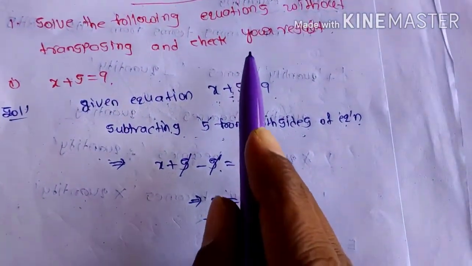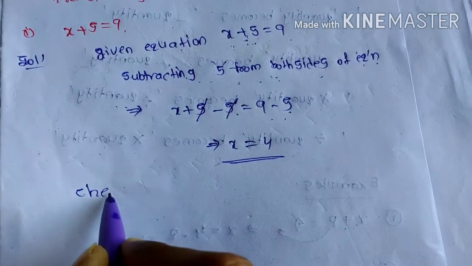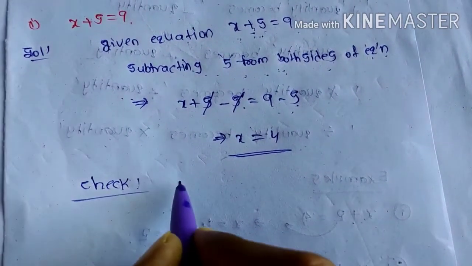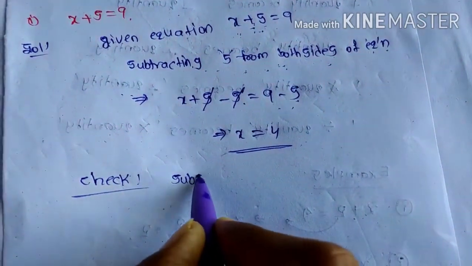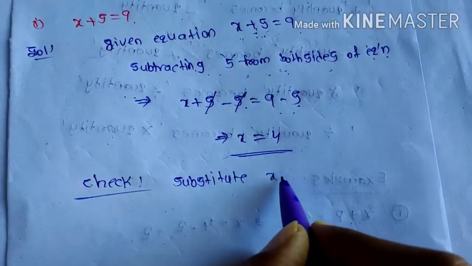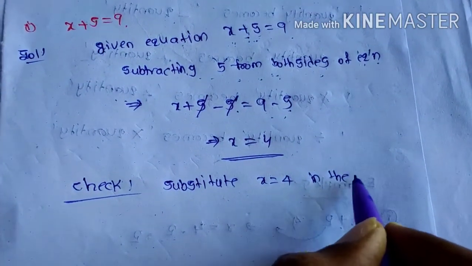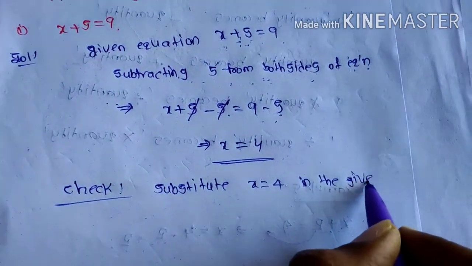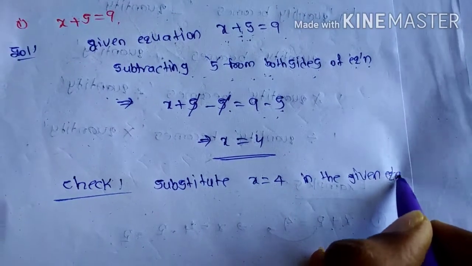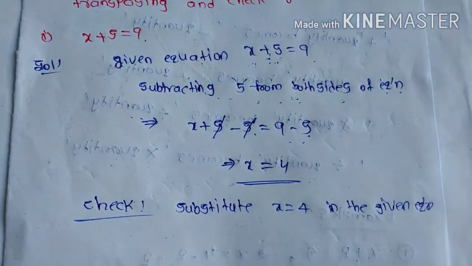In that question they are asking to check your result. How can you check here? Check means you can substitute x is equal to 4 in the given equation. We need to check whether LHS is equal to RHS or not.